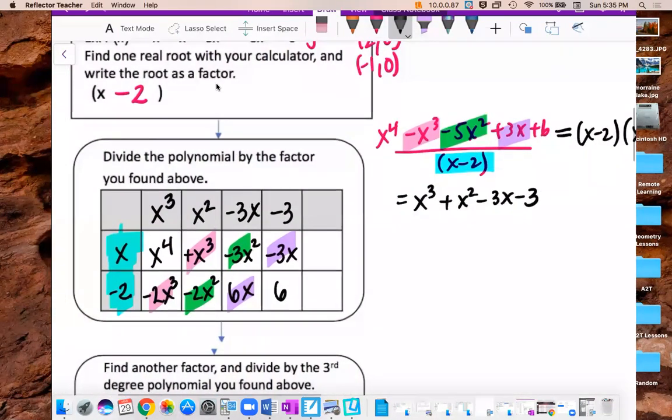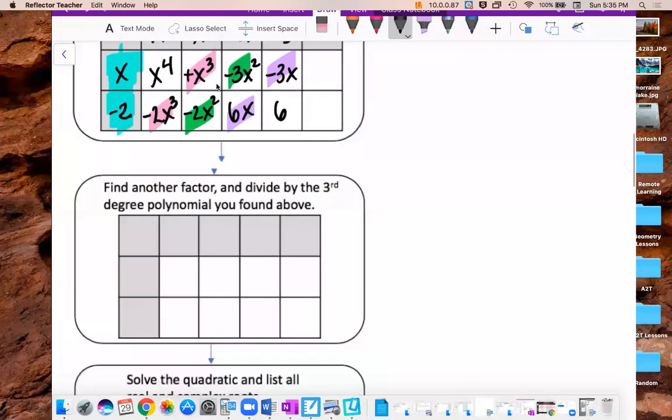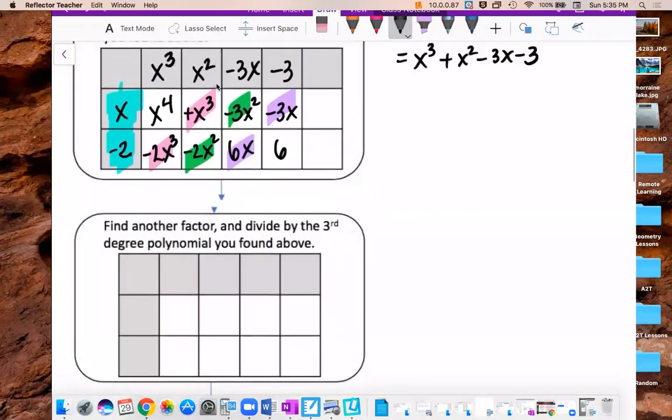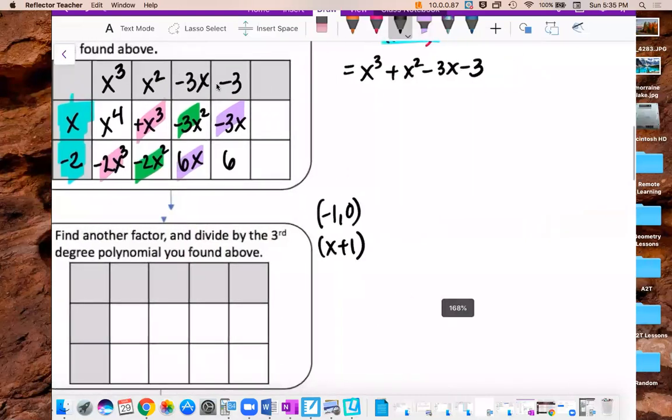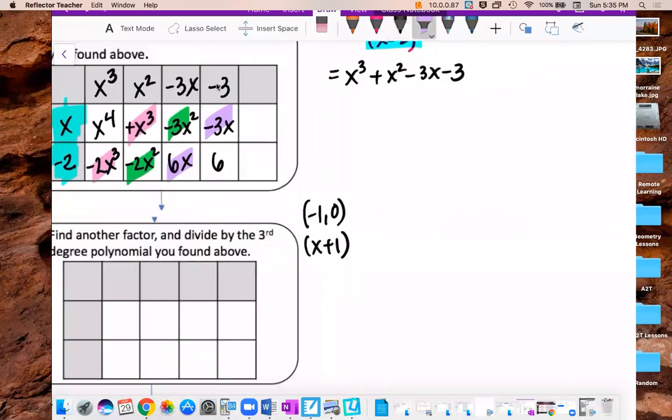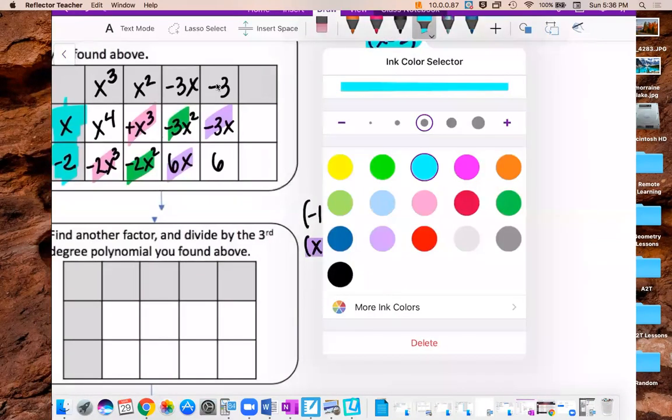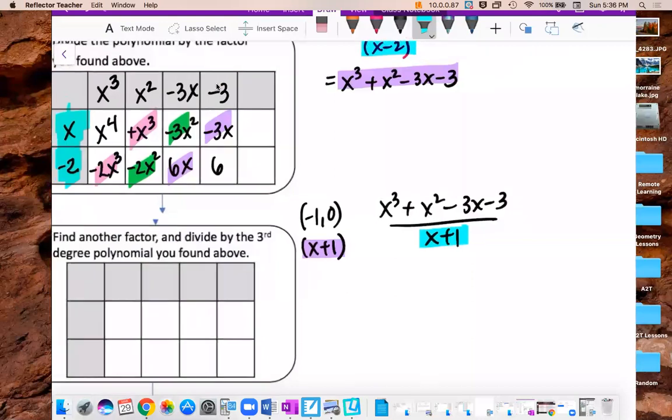So it says find another factor and divide the third degree polynomial above by the factor that you found. So we found the x-intercept negative 1, 0. So that means it has the factor x plus 1. And so now what we're doing is we're taking this cubic and we're dividing it by this polynomial. Okay, so x cubed plus x squared minus 3x minus 3 divided by x plus 1. Okay, x plus 1 goes over here.